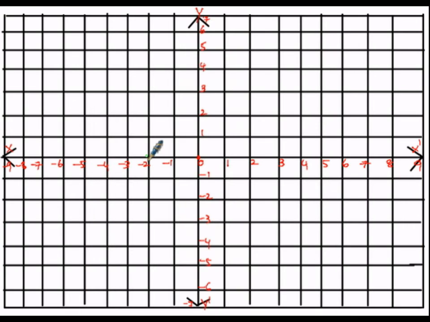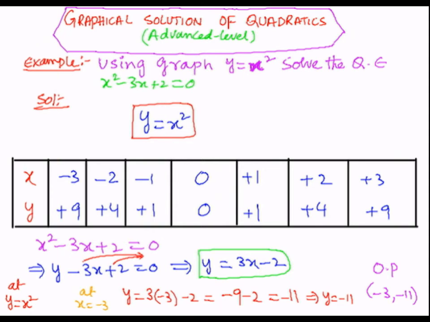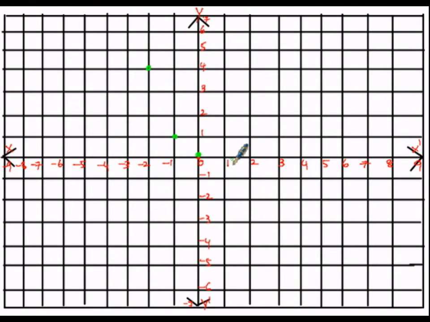So -2, 4 is here. Then -1, 1 is here. Then 0, 0 is here. Towards the right hand side they are 1, 1, 2, 4, 3, 9. So here 1 on x axis positive 1, 1, 2, 4, and 3, 9 is invisible.